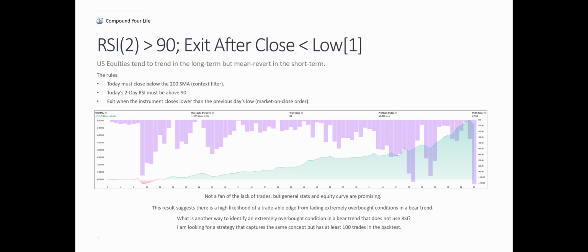So what we want to do here, since the RSI was not able to produce enough trades in the backtest to meet my standards, is we need to use a different momentum oscillator or just a different way of measuring momentum to capture an extremely overbought condition. And this is worth exploring just in general. In this video, I'm not going to be covering stochastics, MACD, and all the other different momentum oscillators, but I am going to be showing you one, and that is percent change.